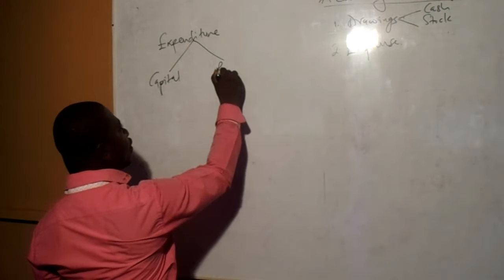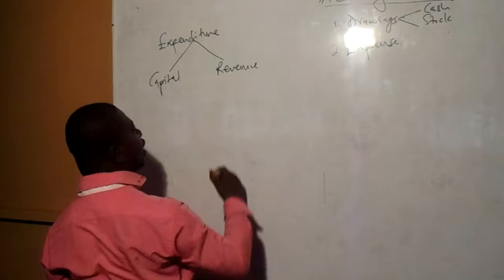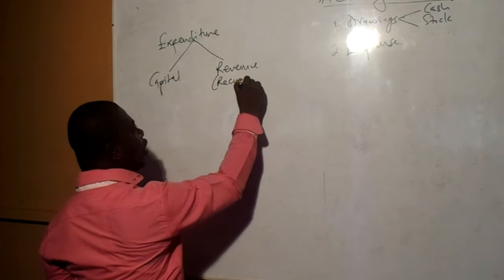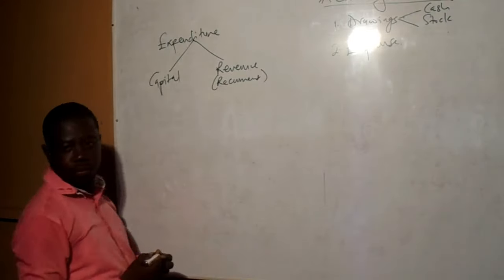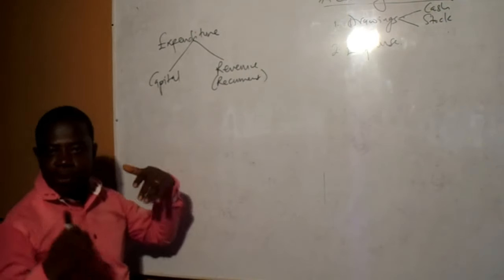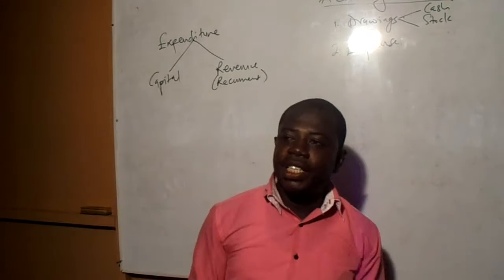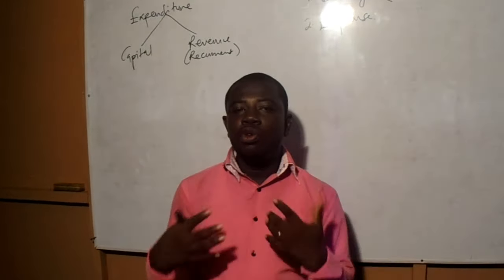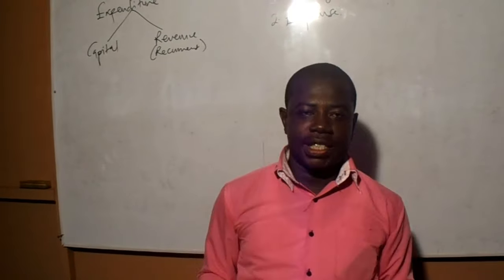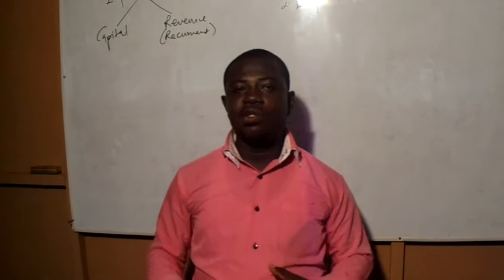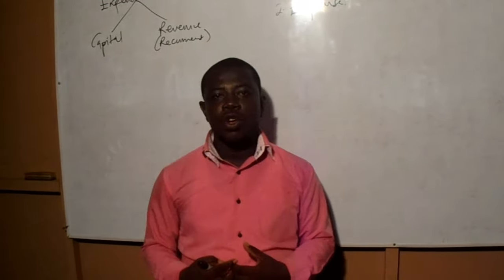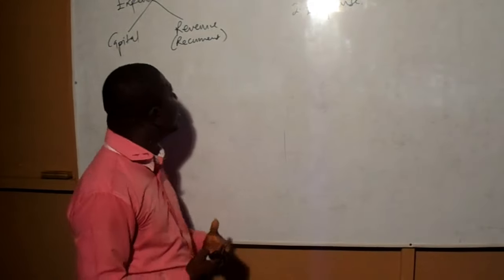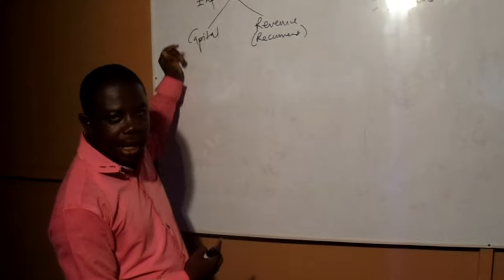And then we have revenue expenditure or recurrent expenditure. Sometimes it's called recurrent expenditure. Now, capital expenditure refers to the expenditure that is incurred on the acquisition or improving upon the value of a fixed asset or a non-current asset. So once we are acquiring a non-current asset or we are improving upon the value of a non-current asset, then that expenditure is called capital expenditure.